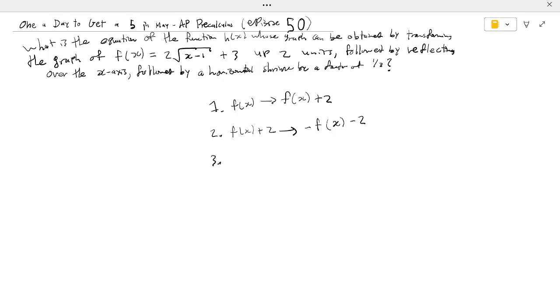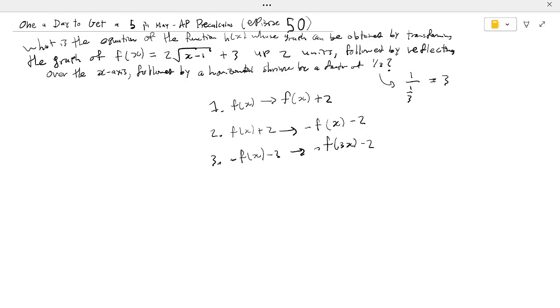And then finally, horizontal shrink by a factor of 1/3. Now, it's kind of backwards from what you'd think. But instead of replacing x with 1/3, because it's horizontal, so it's going to be on the inside, we're going to do a reciprocal. So 1 over 1/3 equals 3. Replacing x with 3x. So this is going to go from negative f of x plus 2 to negative f of 3x plus 2.